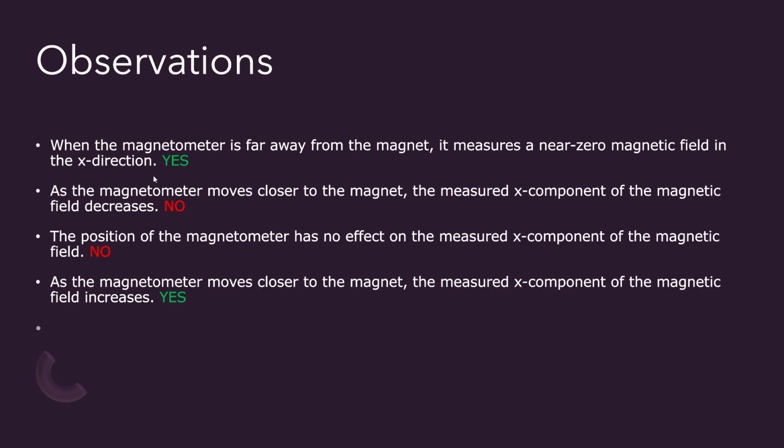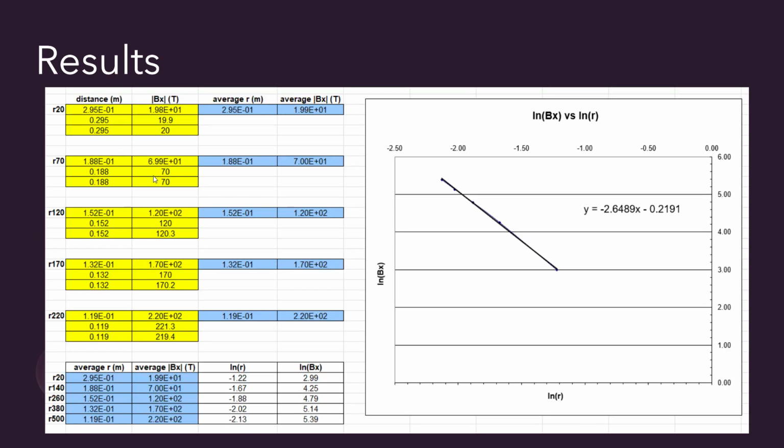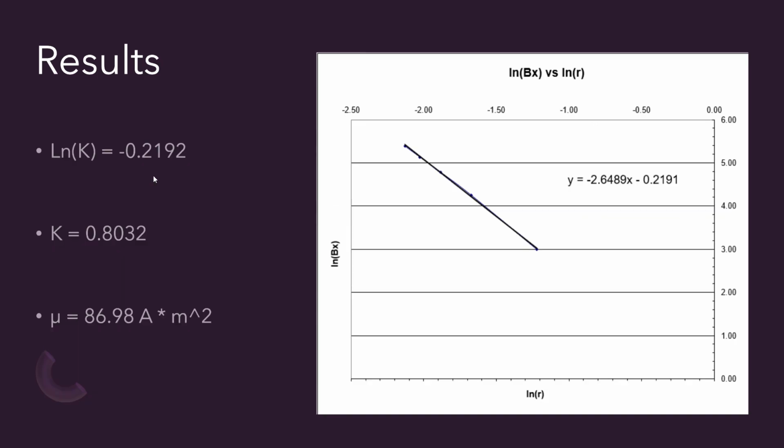Observations made during the experiment: when the magnetometer is far away from the magnet, it measures a near zero magnetic field in the x direction. As the magnetometer moves closer to the magnet, the measured x component of the magnetic field increases. And so here are the results. On the right you see a graph, and on the left are just all the values and the averages that we used in an Excel spreadsheet.